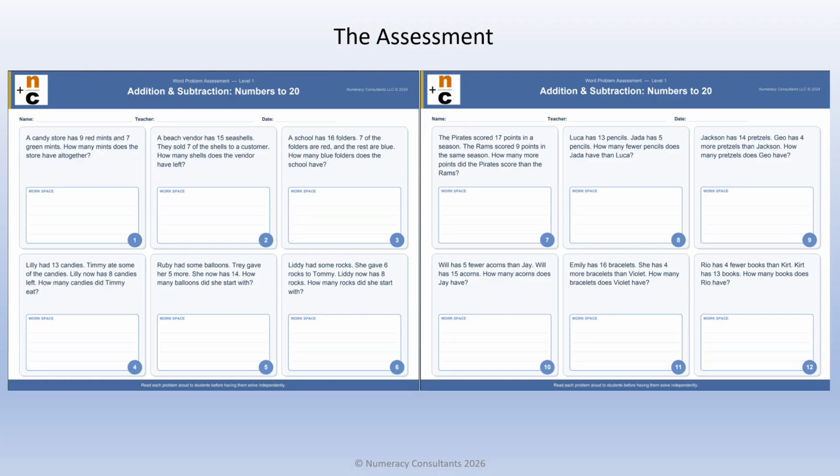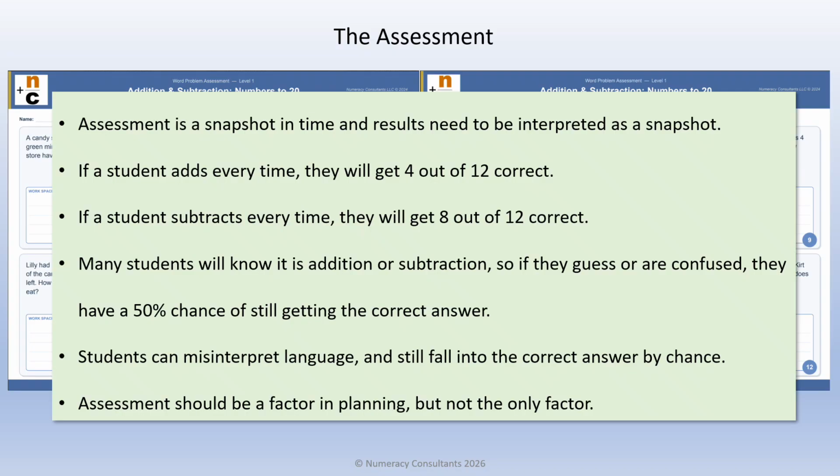You want to have this be some data pieces, but you also want to observe your kids and give them exposure to problems too. So even if when you give your assessment you have students who maybe tested well on an area, I still would spend a little bit of time instructing it, because you just want to make sure they have that depth there too. Because remember, the assessment's a snapshot in time, and the results need to be interpreted as a snapshot.